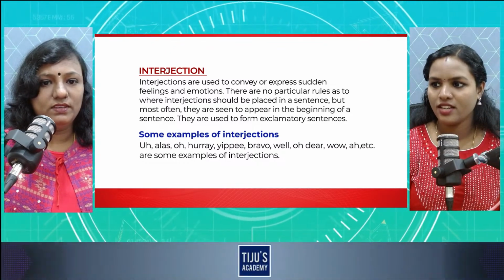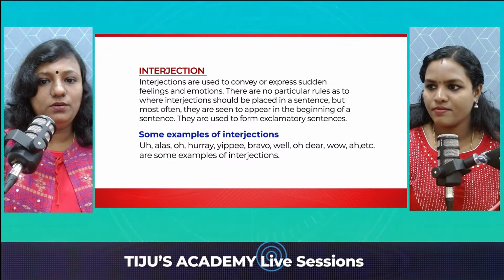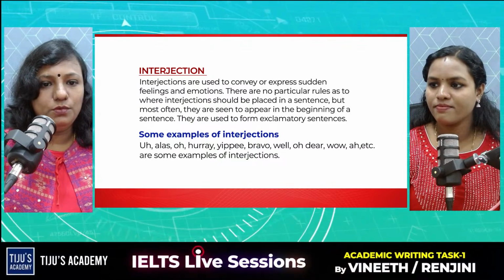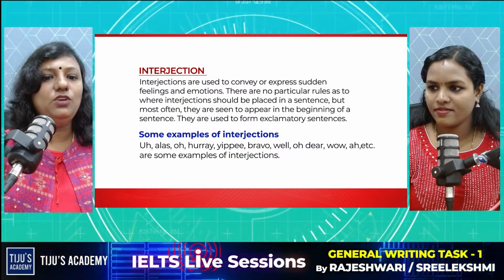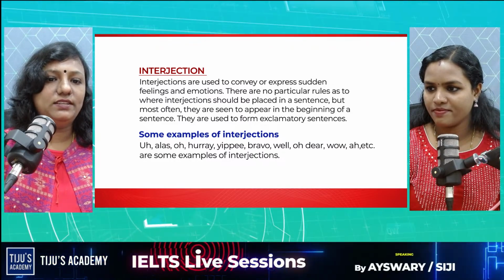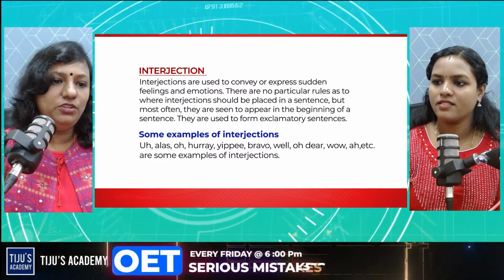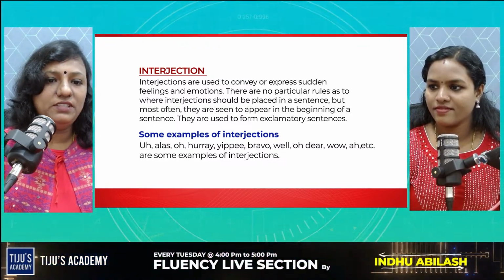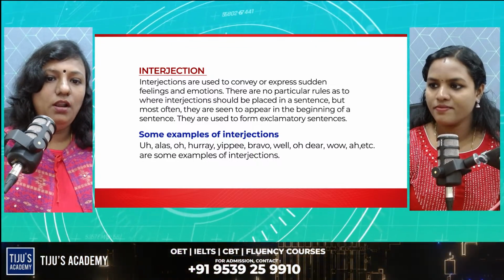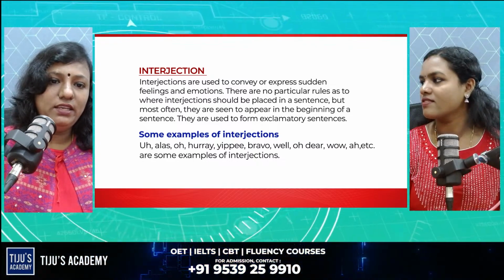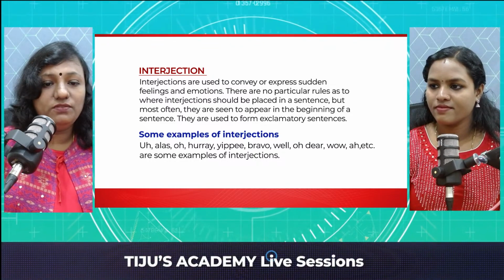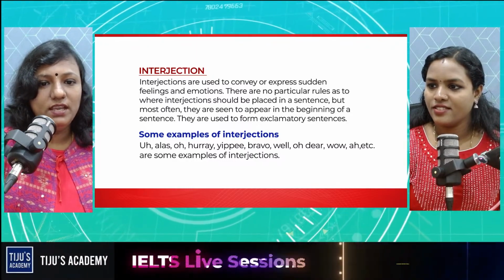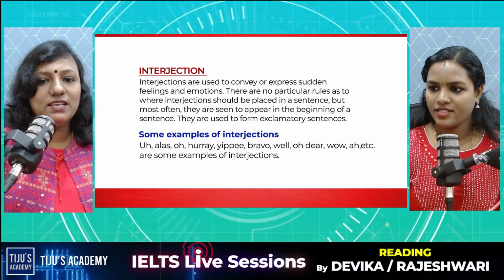So there are no particular rules as to where an interjection should be placed in a sentence. But most often they appear at the beginning of the sentence. There is no rule that you have to use it before the subject, or before the object, or after the verb. But generally, in English, we use interjections at the beginning of a sentence. And they are also used to form exclamatory sentences.